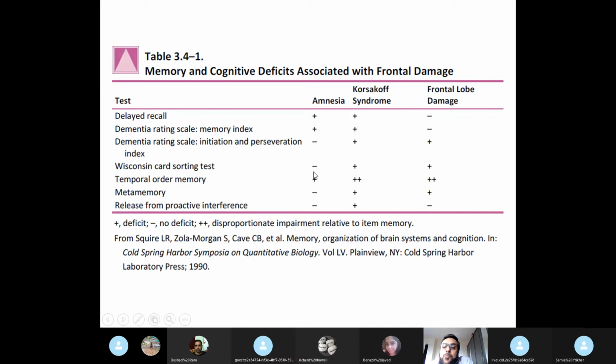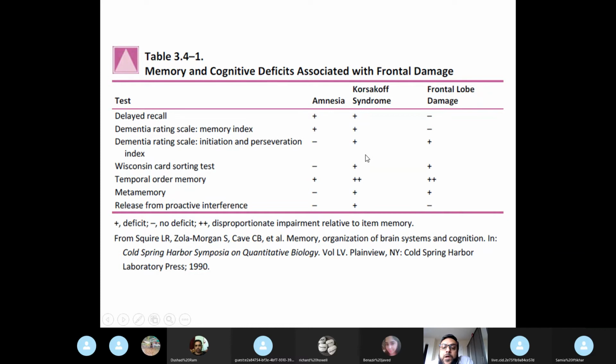So it is amnesia plus frontal lobe damage in Korsakoff syndrome, because the Wisconsin card sorting test is an executive functioning test, and that is also frontal lobe. So you can see perseveration, saying the same thing again and again, difficulty in initiating things, and abnormal Wisconsin card sorting tests. So executive function difficulties can be there in Korsakoff syndrome.